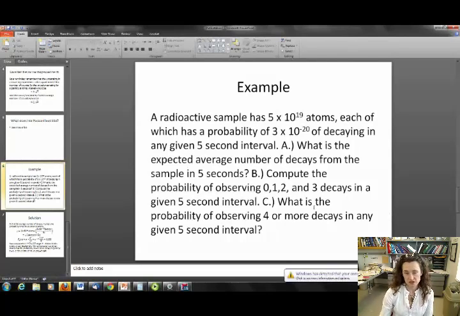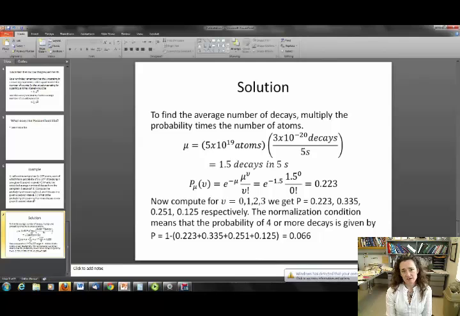Okay, so for the solution of this problem, to find the average number of decays, all you have to do is multiply the probability times the total number of atoms. So the probability will basically just tell you how many decays are going to appear in that 5-second interval. So here you've got 3 times 10 to the minus 20 decays per 5 seconds times the number of atoms, which gives you an average number of 1.5 decays in that sample in a given 5 seconds for that particular size of sample. Because any given one atom has a probability of 3 times 10 to the minus 20 of decaying. Hopefully that's clear.